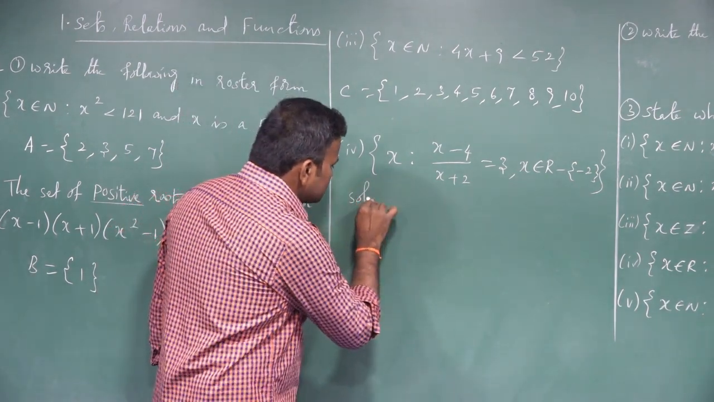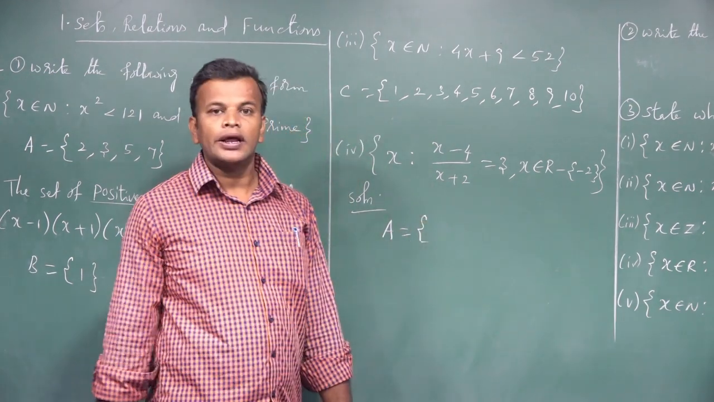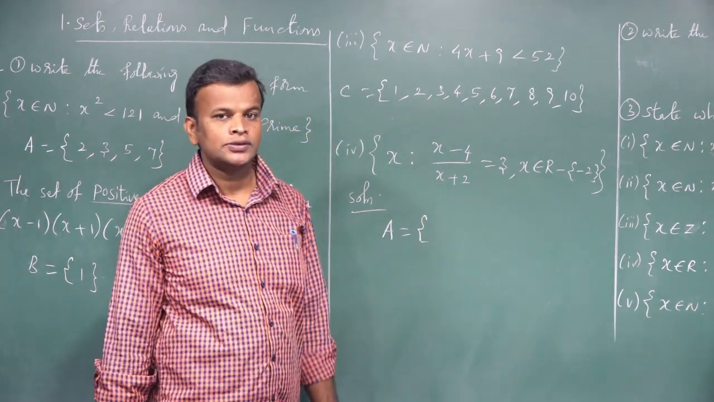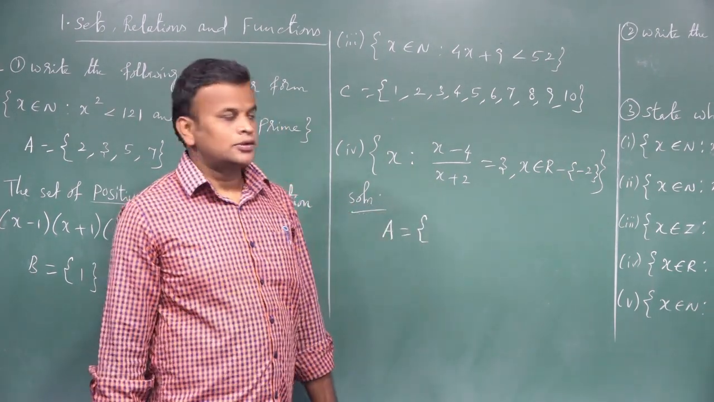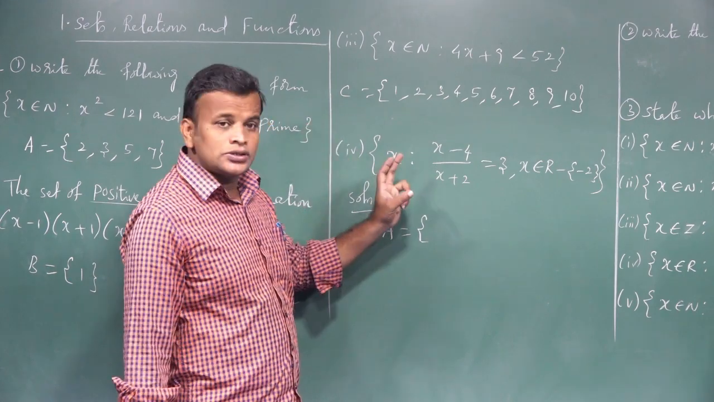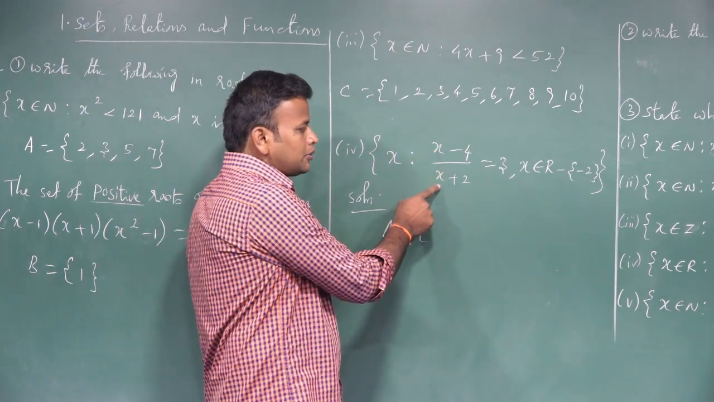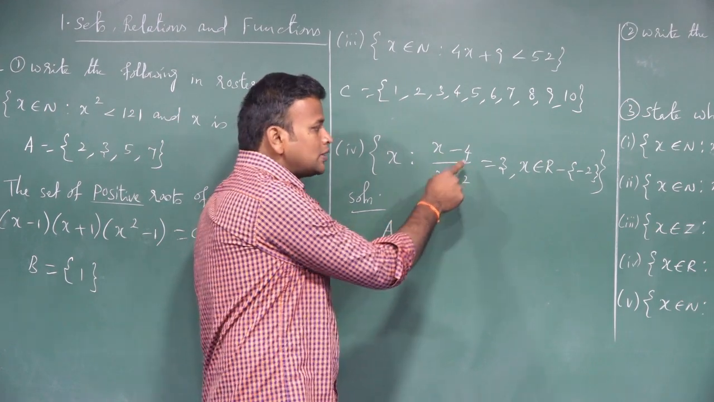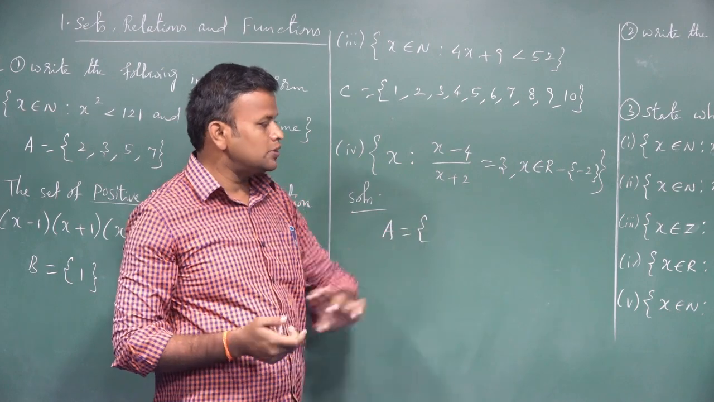Can you identify the answer? I say it has only one element. What is the element? What will our final answer be? 3. So we replace any value of x. Suppose we put the value of x as 0. Numerator is minus 4, denominator is 2. So what is the answer? Minus 4 by 2. We can also make it minus 2. But minus 2 is not equal to 3.